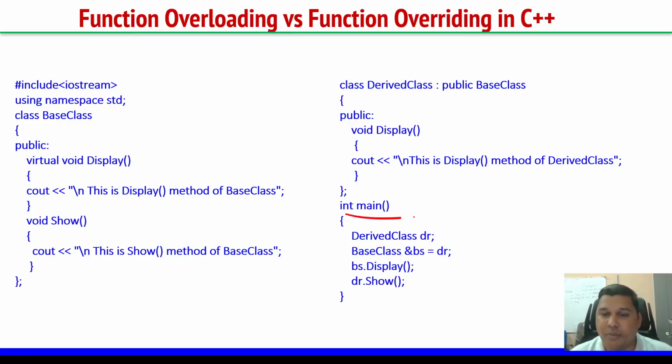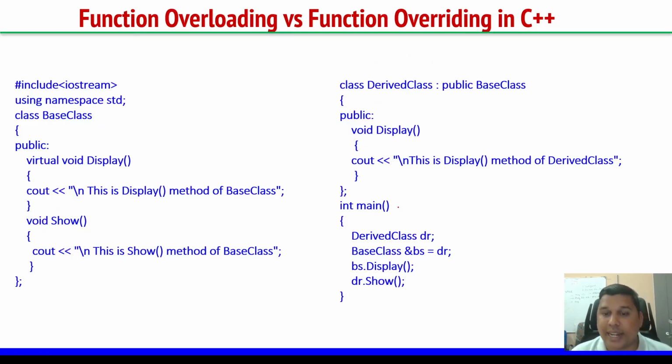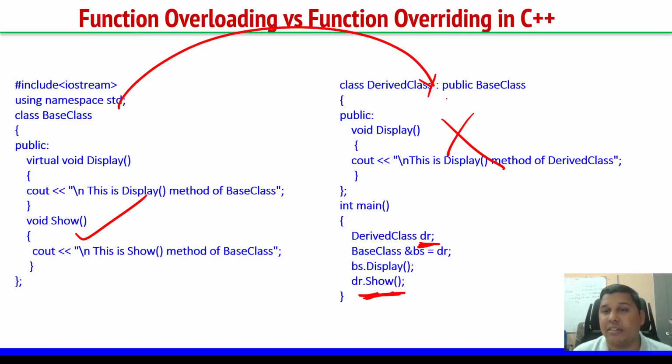I'll go to main. See, there is a base class. It has the functions void display and show. There is a derived class. It has a function display. When I create an object dr for the derived class and write dr dot show, I can access it even though there is no show function in the derived class. Why? Because it is inherited. This is fine.